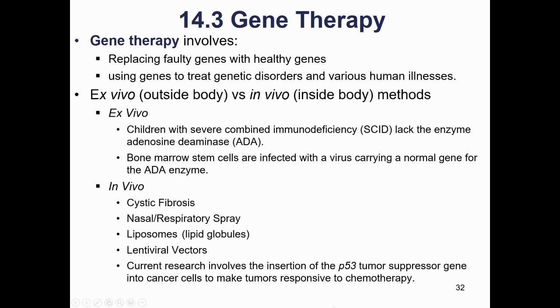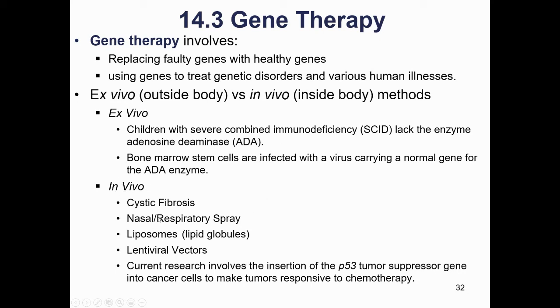All right, so when we talk about gene therapy, what we're talking about is replacing faulty genes with healthy ones. So we can use those genes to treat genetic disorders or human illness. There are two approaches. We can have ex vivo gene therapy and in vivo. Ex vivo is outside the body. In vivo is inside. Ex vivo, we can create the enzyme. So in this case, we use the gene to make the enzyme, and then we provide that enzyme. So the product is made outside of the body. The gene is used and expressed outside, and the product is introduced.